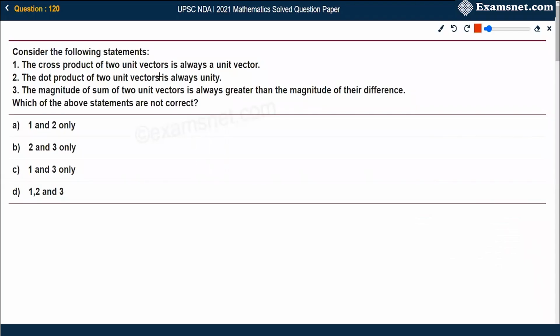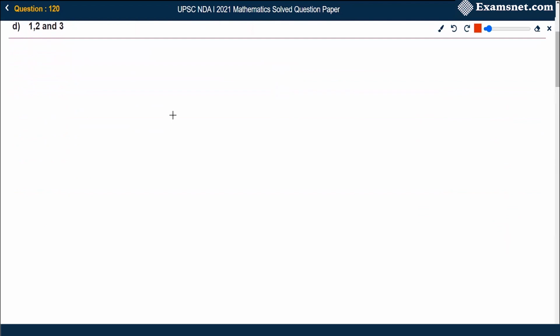In question number 120, it is given that consider the following statements. First, the cross product of two unit vectors is always a unit vector. 2. The dot product of two unit vectors is always unity. 3. The magnitude of sum of two unit vectors is always greater than the magnitude of their difference. Which of the above statements are not correct? So first, let's discuss few concepts.